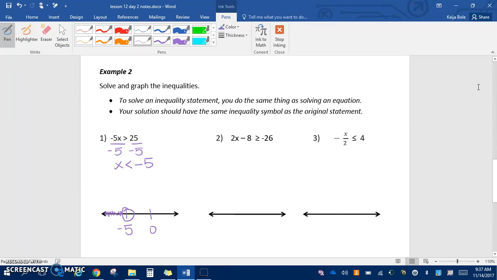Example 2, here we have 2x minus 8 is greater than or equal to negative 26. So I'm going to add 8 to both sides.